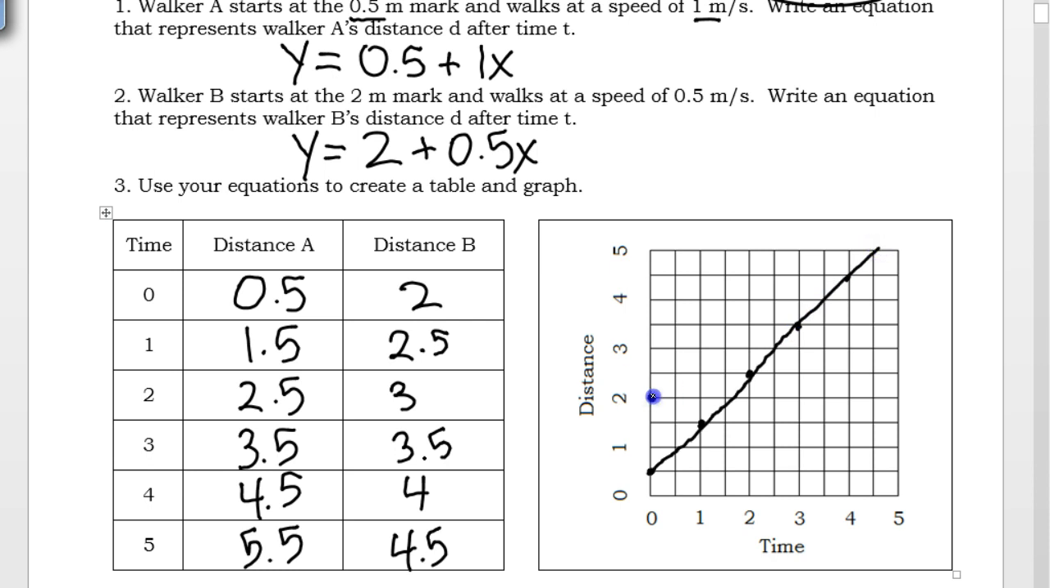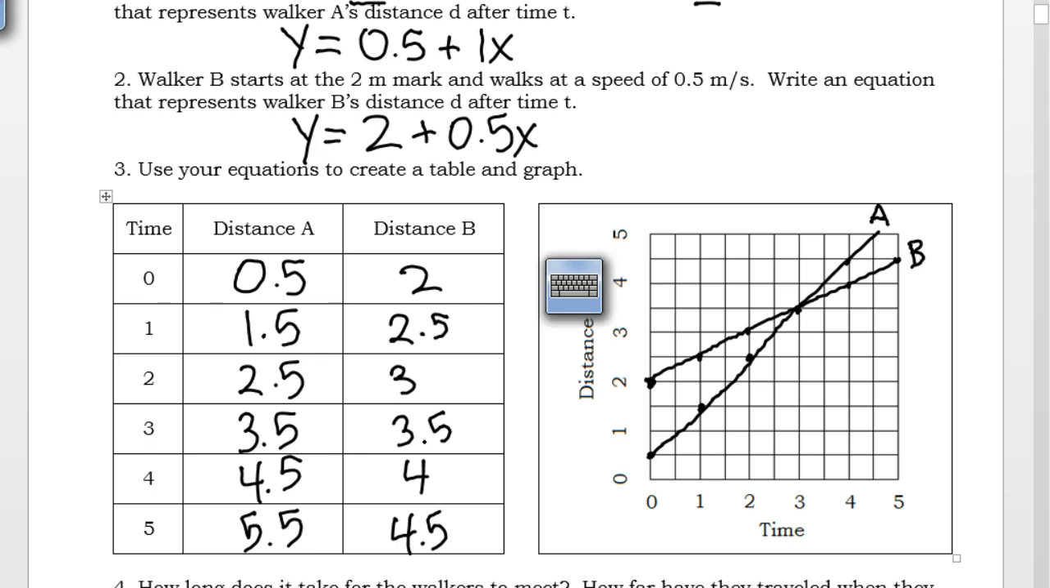Walker B started at 2, and at 1 second he was at 2.5, 2 seconds, 3, 3 seconds, 3.5, 4 seconds, 4, 5 seconds, 4.5. So I have my Walker that started a little behind but walked faster, and my Walker that started a little bit in front but walked slower. How long does it take for these two to meet?